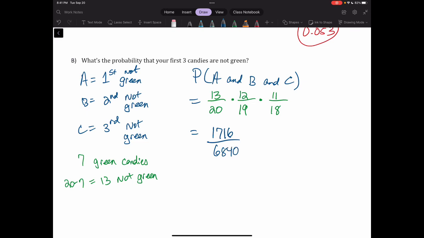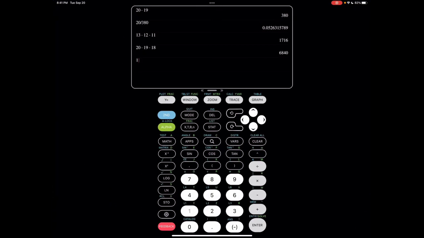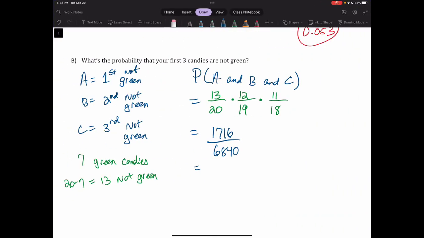All right. And so what is that written as a decimal? Let's just take 1716 divided by 6840. And to 3 decimal places, we get 0.251. So there's a close to 25% probability that our first 3 candies are not green.